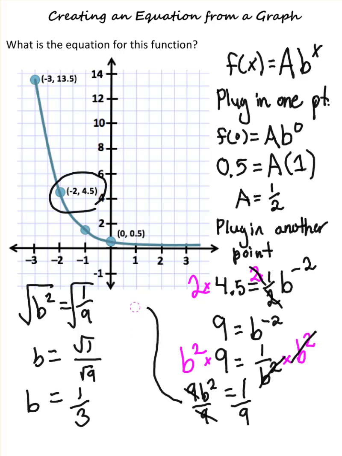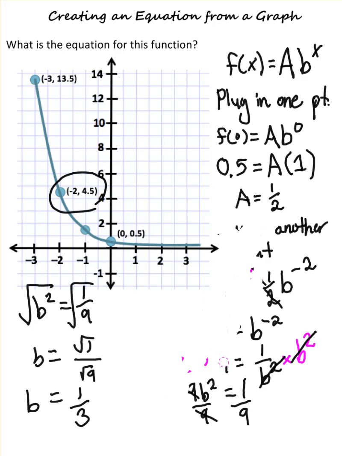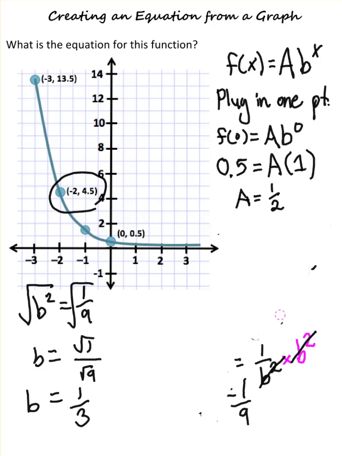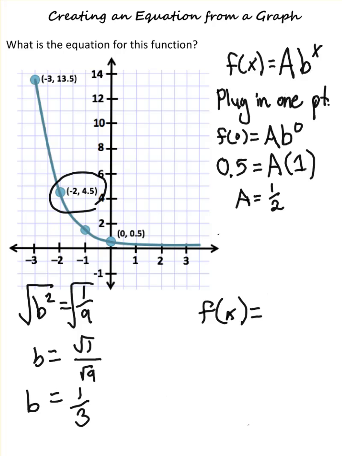All right, let me give myself a little bit more space here. I'll just erase some of this stuff. That lets me write my whole equation. So we found a is 1/2 over here. We found b is 1/3 there. So I can put those two things together to get a whole equation. For this one, f of x is equal to a, which is 1/2, times b, which is 1/3, to the power of x. So that's my general form, a times b to the power of x.